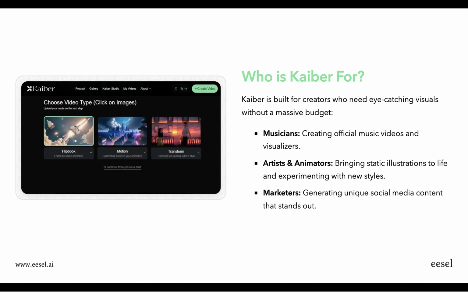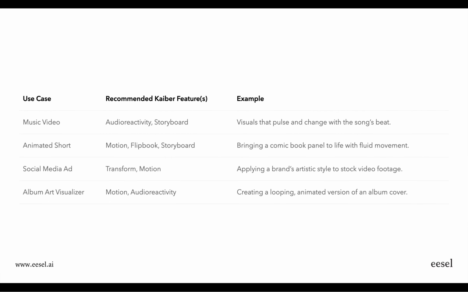So you might be wondering, who is this really for? Kaiber has found a sweet spot with musicians making music videos, artists animating their work, and marketers needing social media content that actually stops the scroll. This table gives you a quick breakdown of how different creators might use Kaiber. For instance, a musician would lean on audio reactivity for a music video, while a marketer might use the Transform tool to style stock footage for an ad.